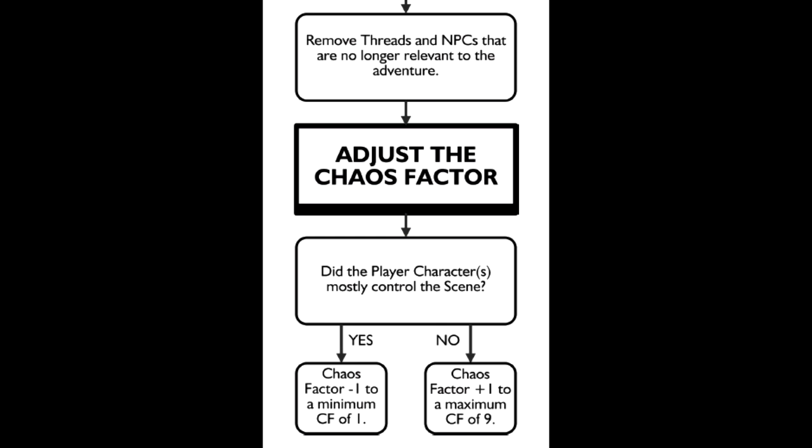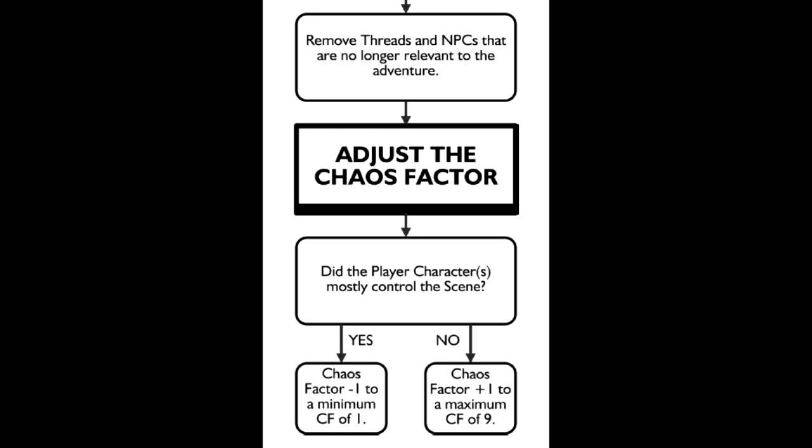The final bookkeeping task is adjusting the chaos factor. Think about the scene that just happened and decide whether you think the player character or characters were in control of events. In other words, whether the scene was a success or a failure for them. A scene that was mostly within your player character's control gives the chaos factor a -1 modifier, lowering the chaos of the adventure, while a scene that was mostly out of their control gives the chaos factor a +1 modifier, raising the chaos.